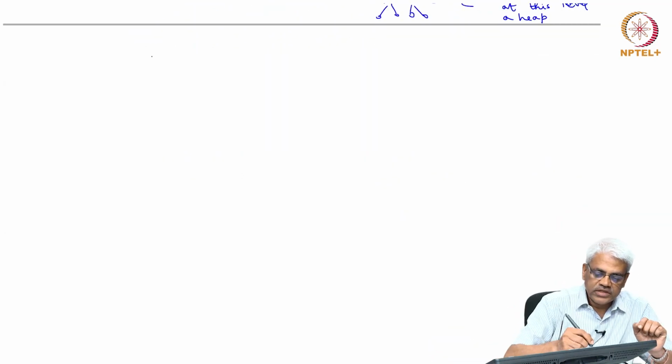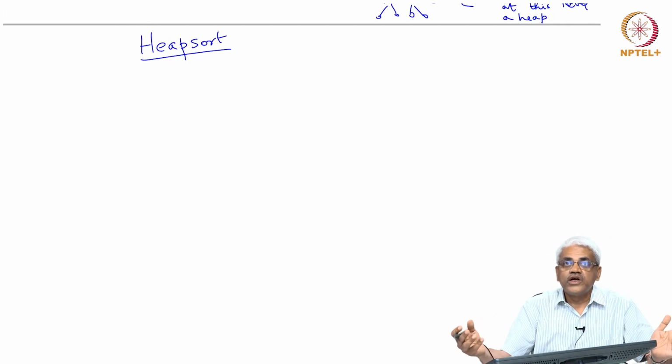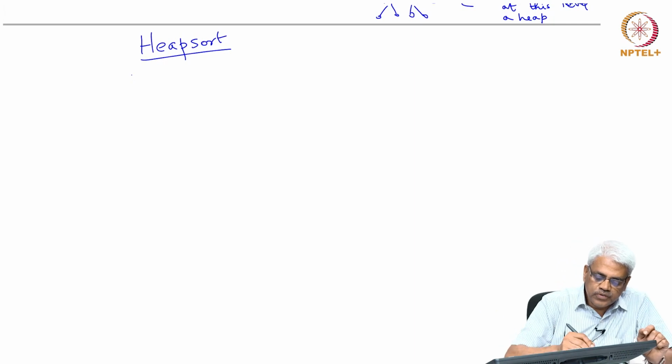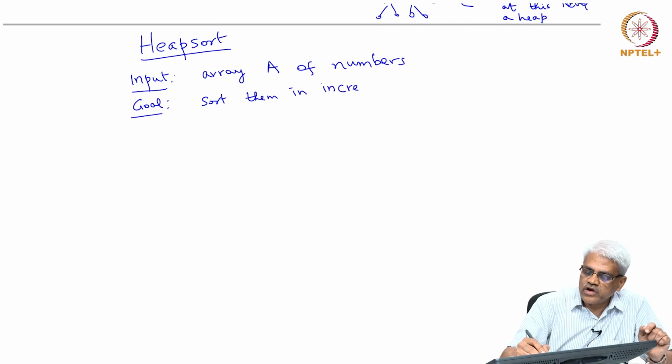And finally, I want to just end with what is called a heap sort. Heap can also be used to sort n elements. We didn't talk about how do I sort n elements. Suppose my input is some array of numbers or some elements from a totally ordered set, and the goal is to sort them in increasing order, let's say, or non-decreasing order if there are repeated elements.